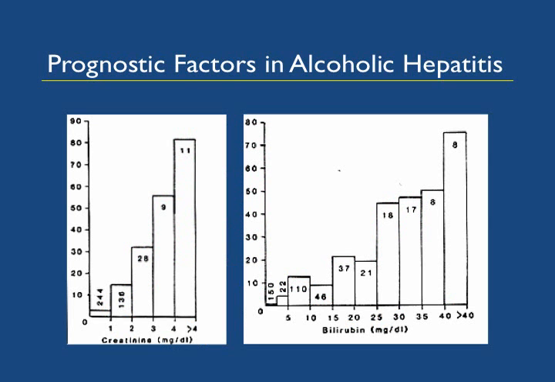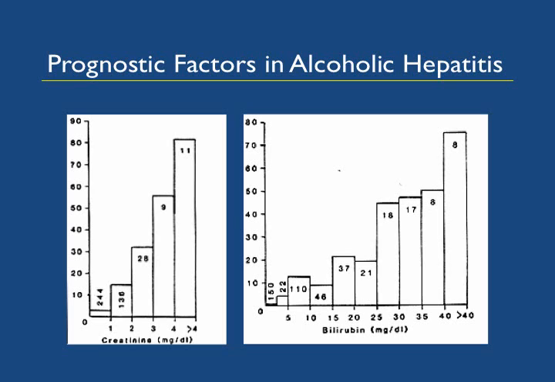Alcoholic hepatitis is a very severe disease and the prognosis can be quite poor. As you can see here, there are two main prognostic factors that need to be thought of. One is creatinine and the other one is bilirubin. As you can see, as you have rising creatinine, 30-day mortality can be so severe that if your creatinine is greater than 4, you can have an 80% mortality. Similarly, if your bilirubin is greater than 25, you can have a 50% 30-day mortality.